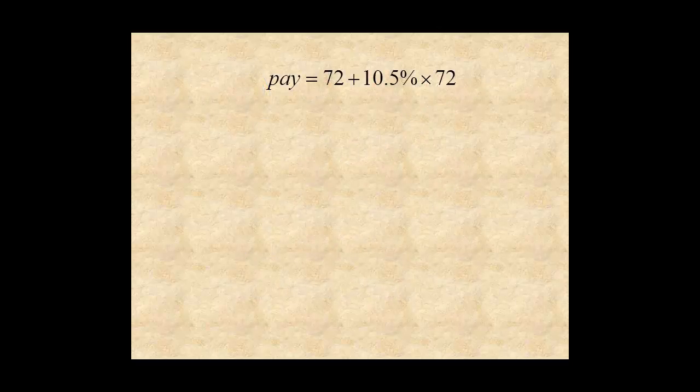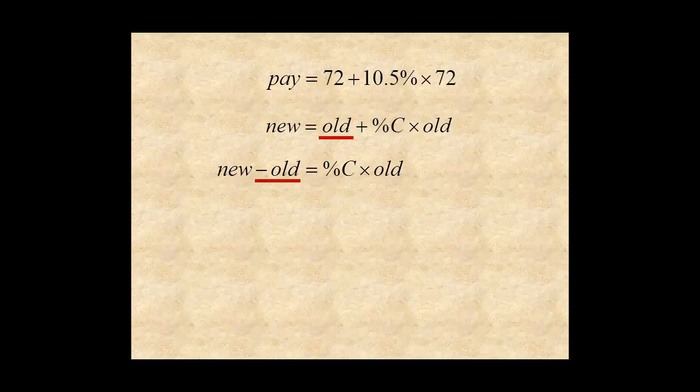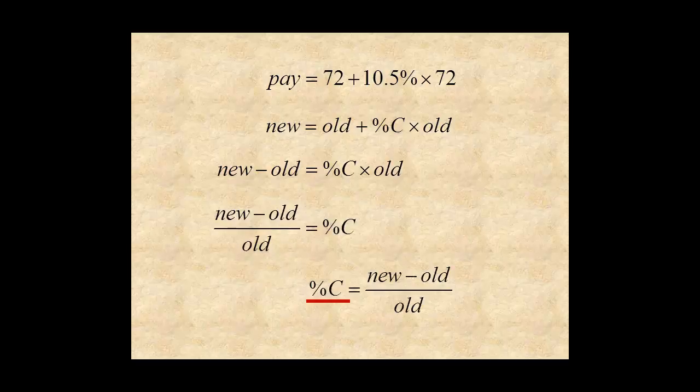You can write a mathematical model for percent change from this equation. 72 is the old amount. The price you actually paid is the new amount. 10.5% is the percent change. Subtract the old amount from both sides and divide both sides by the old amount. If you switch it around, you have the model for percent change. The percent change is the new amount minus the old amount divided by the old amount.